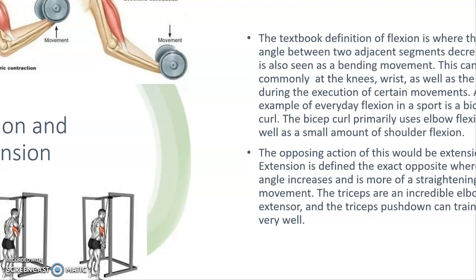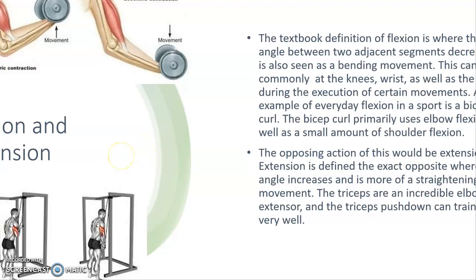During the execution of certain movements, such as the bicep curl, which is probably one of the best examples of an elbow flexion movement that we use, it also uses a small component of shoulder flexion. When we look here at the concentric contraction, the angle is decreasing as we go. And when the muscle lengthens during the eccentric, the angle increases. The opposing action of this would be extension.